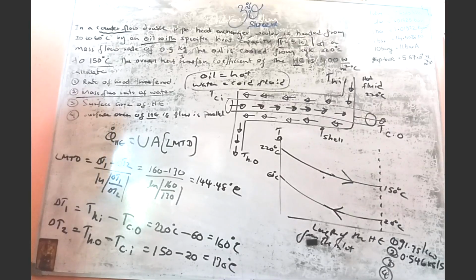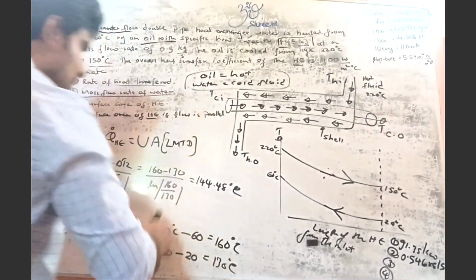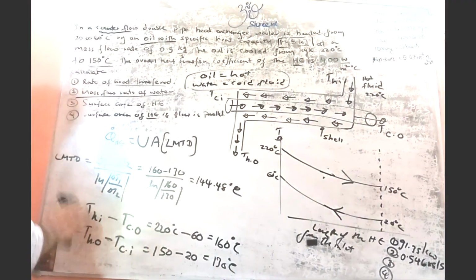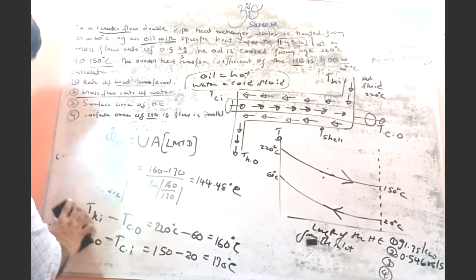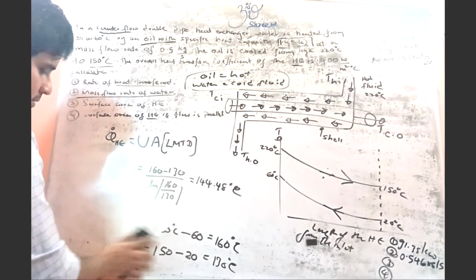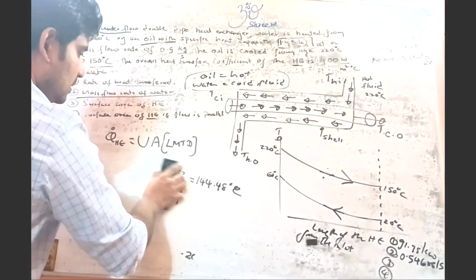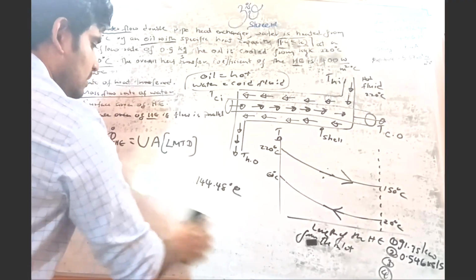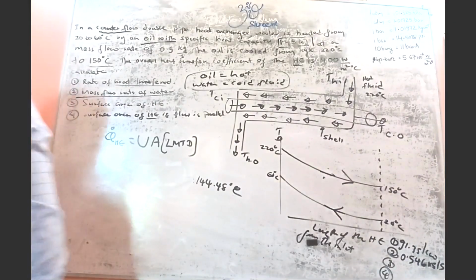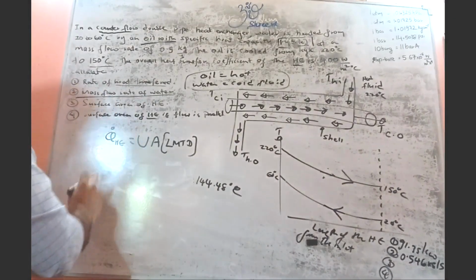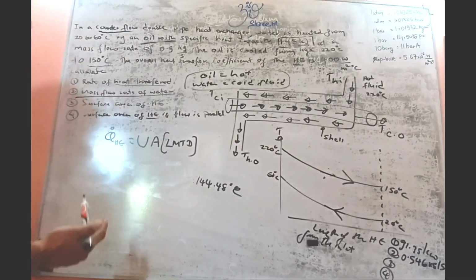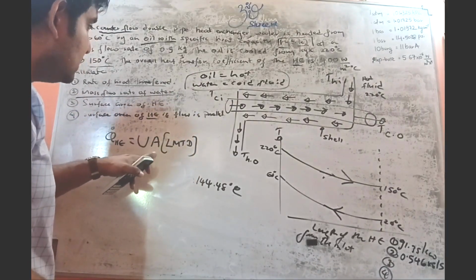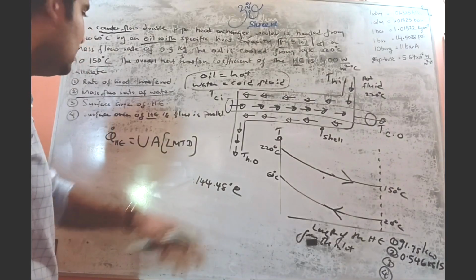So now we know our value for LMTD, and I need some space, so I erase this part. I'll keep this part because I need the value, right? Now this is the heat transfer rate for the heat exchanger, this is the overall heat transfer coefficient for the heat exchanger, and this is the area of the heat exchanger. This is LMTD, the one that we have calculated here.